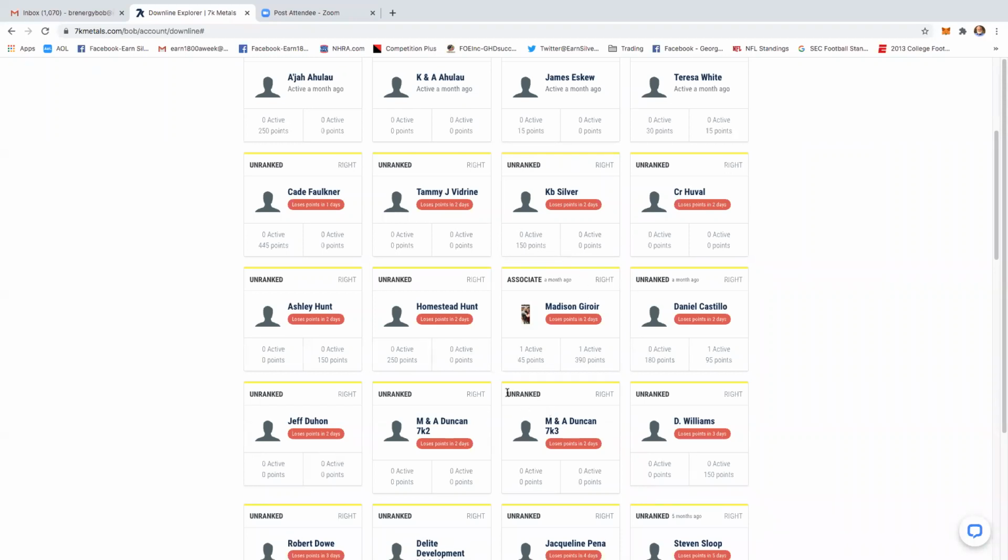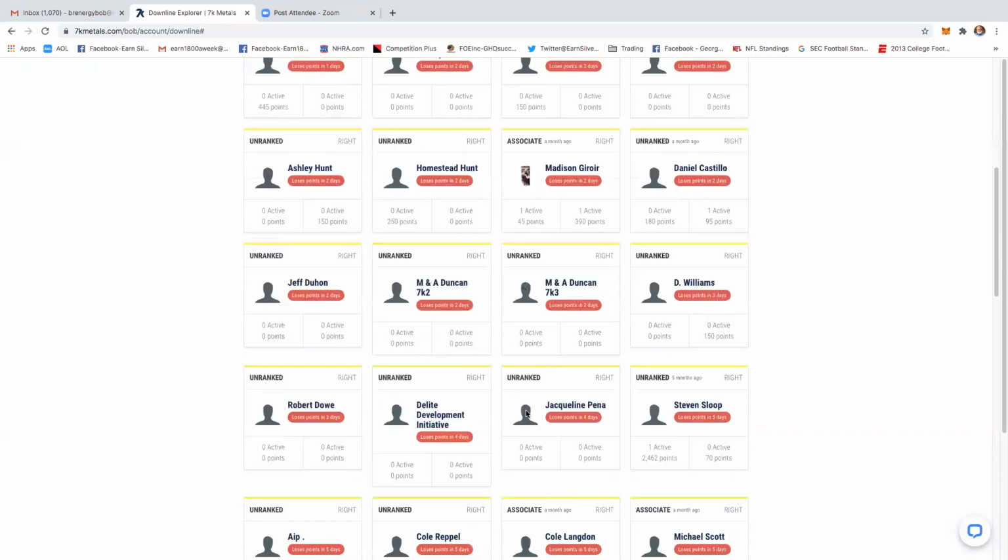Now, the other thing is, if they have a lot of points, notice a lot of these people are probably control centers. But if they have a lot of points like Steven Sloop, I mean, he's got 2,462 points on one side. That's dollars, y'all. And 70 points on the other side. He's got an active. Well, he may not want to lose those points in 5 days. We got plenty of time.